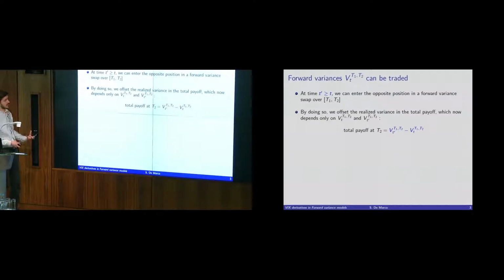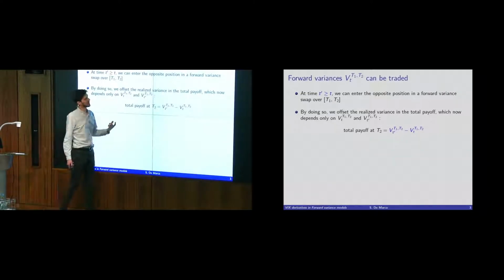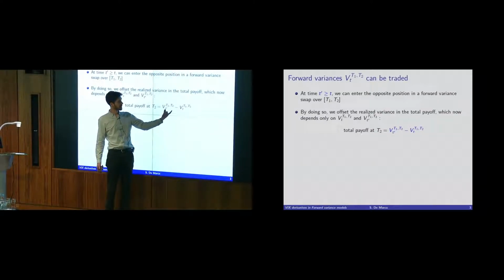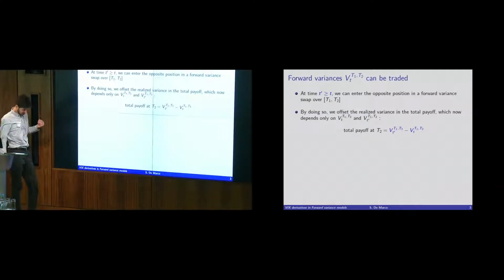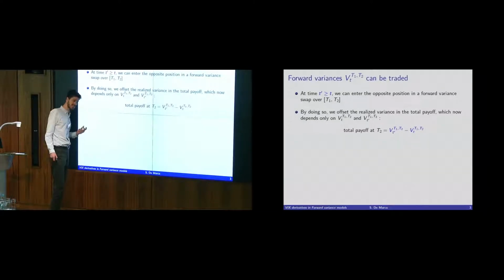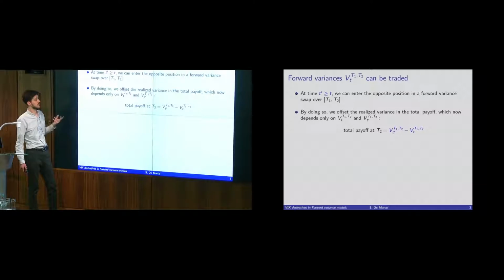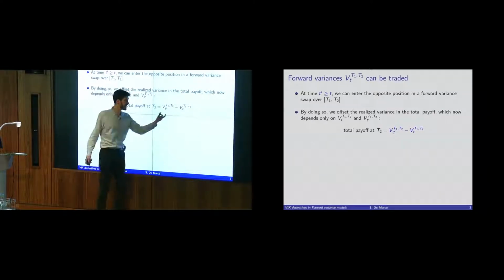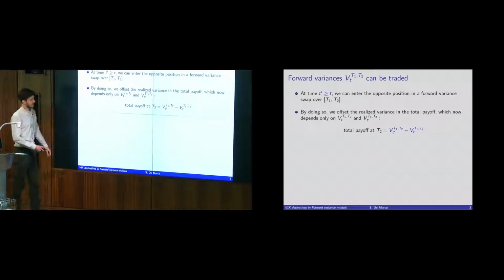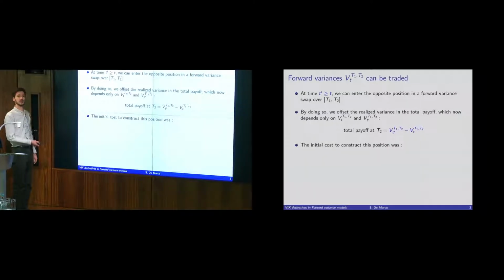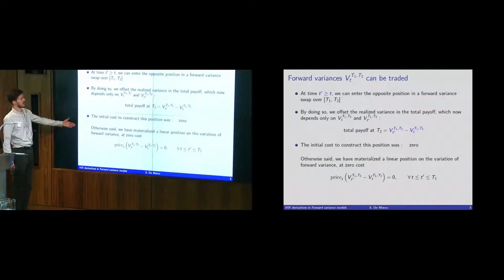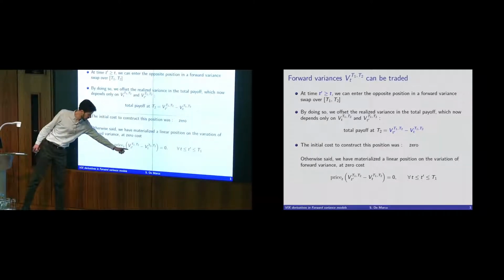So if you followed so far, and even if you haven't, what we can do by only playing in positions with these variance swaps is to synthesize a payoff that is precisely the difference between these forward variances, okay? So we can materialize a portfolio, a P&L if you want, that is linear in the variation of this forward variance, okay? This is one of the important elements of these volatility markets because we can't trade the instantaneous variance of an asset, okay? We can't trade the instantaneous variance of the S&P 500 at this moment, but we can trade its forward variances, okay? And what is important is that the initial cost to construct this position was 0, right? Because entering variance swaps has zero cost, okay? So summing up, we can materialize a linear position on the variation of forward variance at zero cost today, okay?